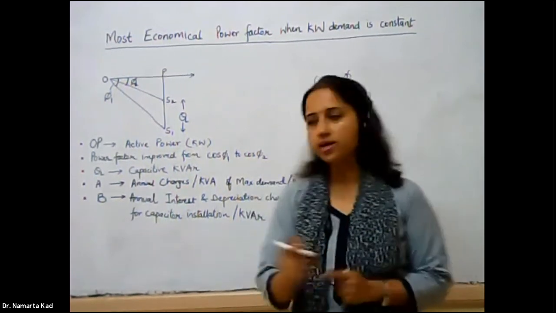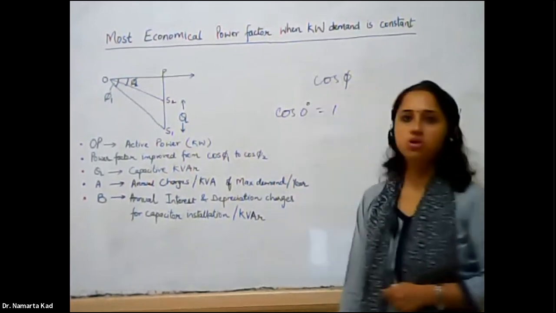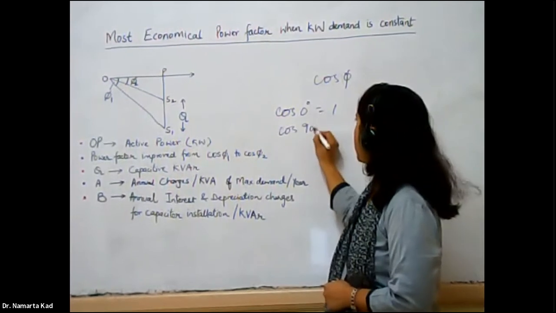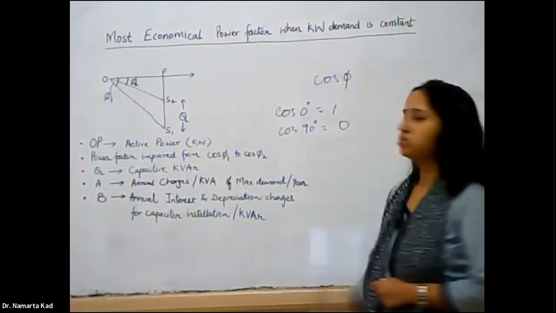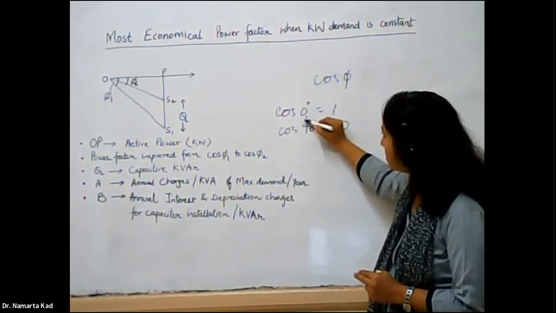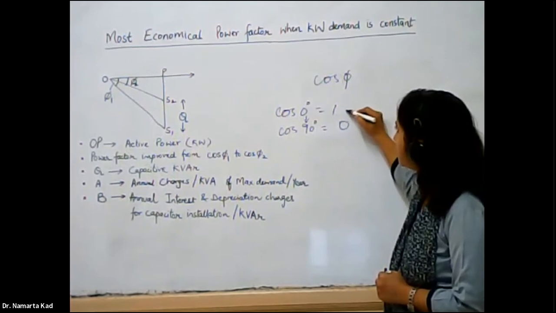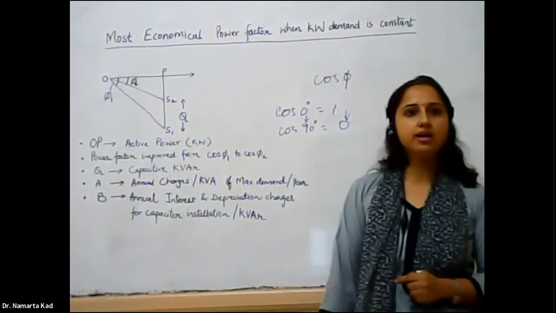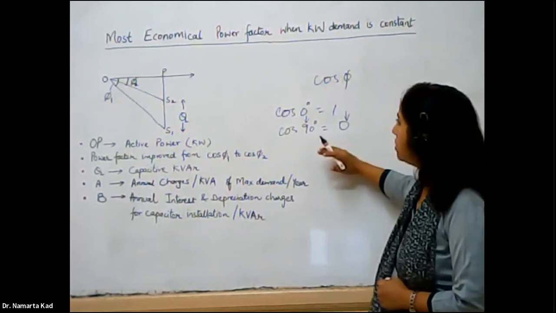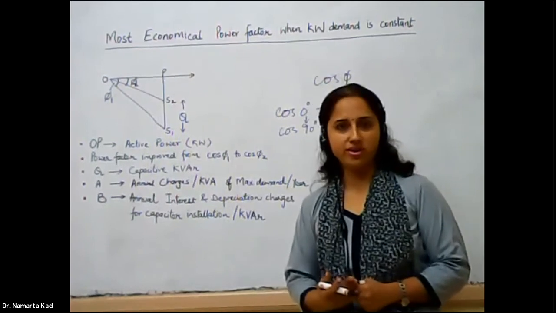I know that cos of 0 degree is equal to 1, and cos of 90 degree is equal to 0. That means when the angle is increasing, the power factor is decreasing. So my motive is to decrease the angle to improve the power factor.